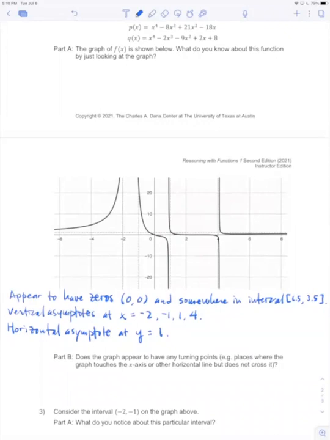Part B, does the graph appear to have any turning points? Meaning places where the graph touches the x-axis or other horizontal line, but does not cross it. And that is no. Each interval of the graph that we can see here appears to always be increasing or always decreasing. So it doesn't appear to change from increasing to decreasing on the graph here, at least from what we can see.